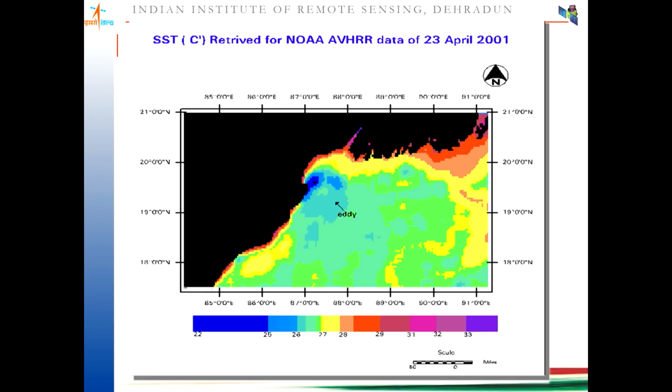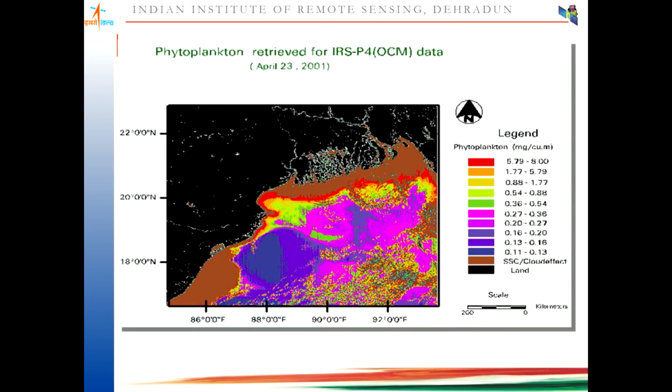Like you see, this is in the Bay of Bengal area, SST derived from NOAA data, 23rd April. And you can see there is already a circular form, like eddies have generated over here. On the same day, we tried to get the chlorophyll concentration from the OCM, 23rd April 2001. As we have already discussed, the chlorophyll concentration decreases as we go away from the coast toward the open ocean. The coastal water concentration is high. This is the phytoplankton concentration, in mg per cubic meter. So you can see this.